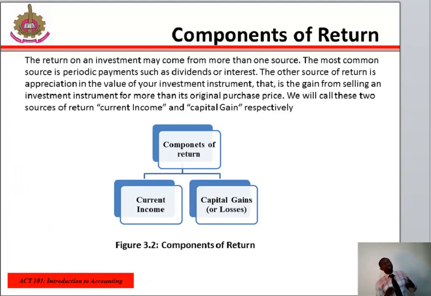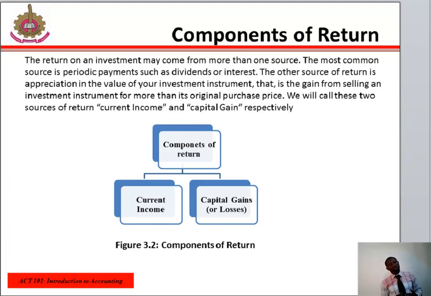Components of returns. The return on an investment may come from more than one source. The most common source is periodic payments such as dividends or interest. The other source of return is appreciation in the value of your investment instrument, that is, the gain from selling an investment instrument for more than its original purchase price. We call these two sources of return current income and capital gain respectively.